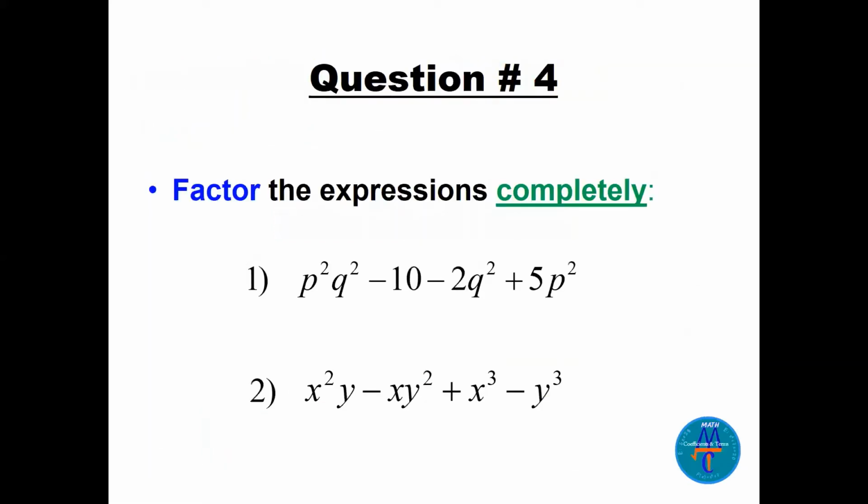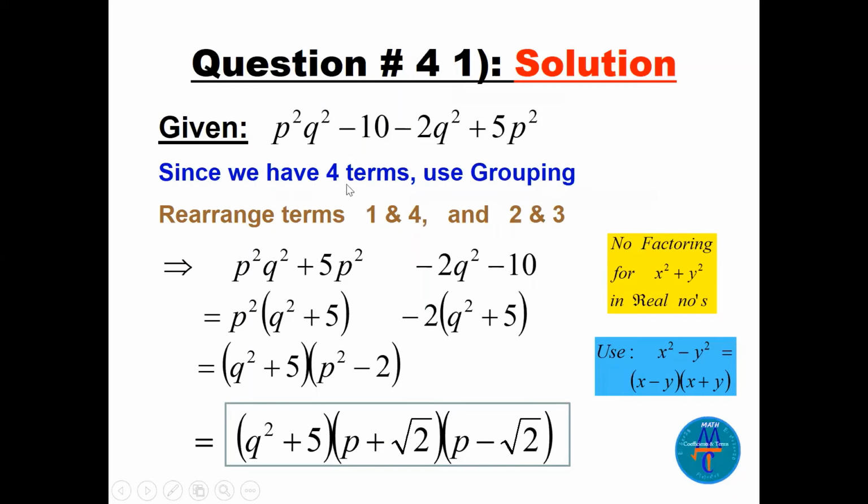Okay, now let's see question number 4. We have 2 parts, 4 terms. We need to factor the expressions completely. Let's take one by one. p squared q squared minus 10 minus 2q squared plus 5p squared. Maybe this one is easier than the second one. Okay, let's start. Now, once we see 4 terms, we have to think of grouping 2 and 2, 3 and 1. It depends on the question, actually. There is no rule here. So let's see here. We can use grouping.